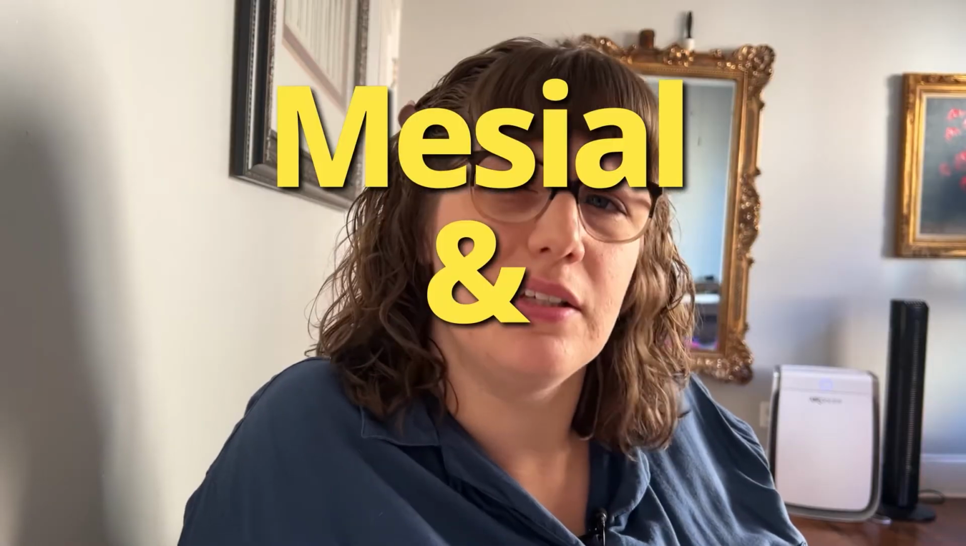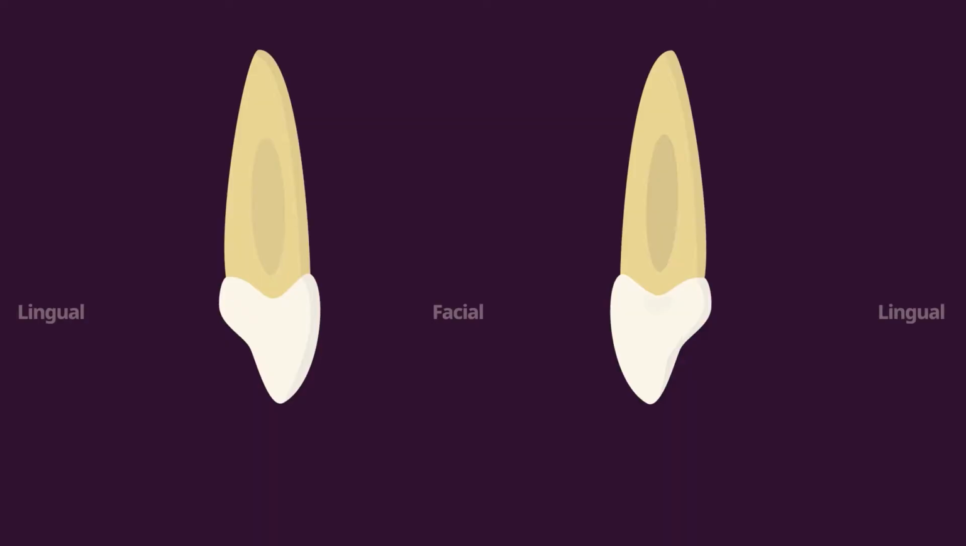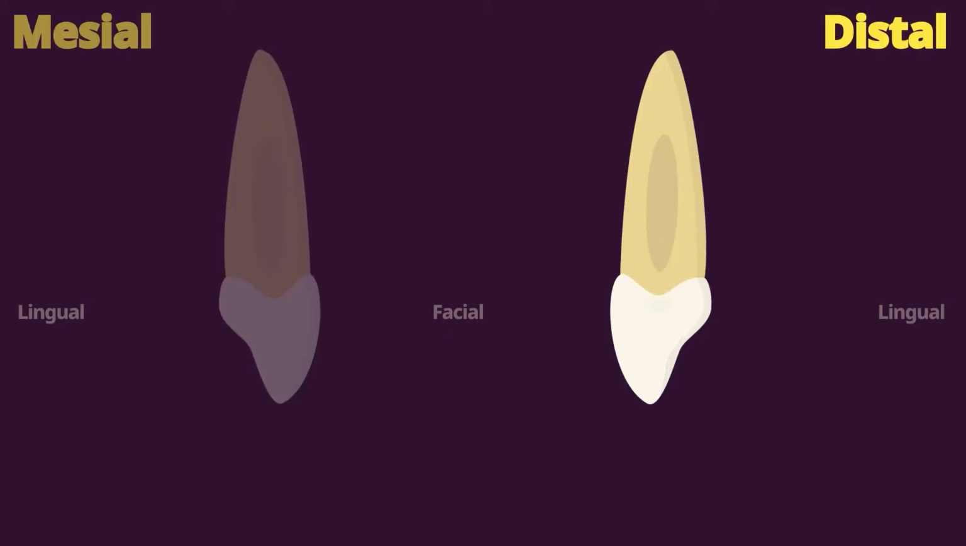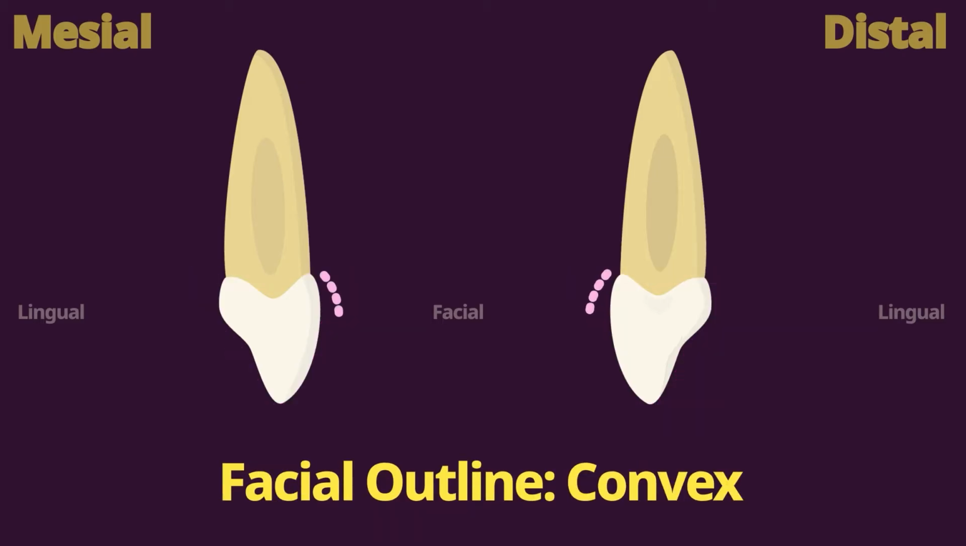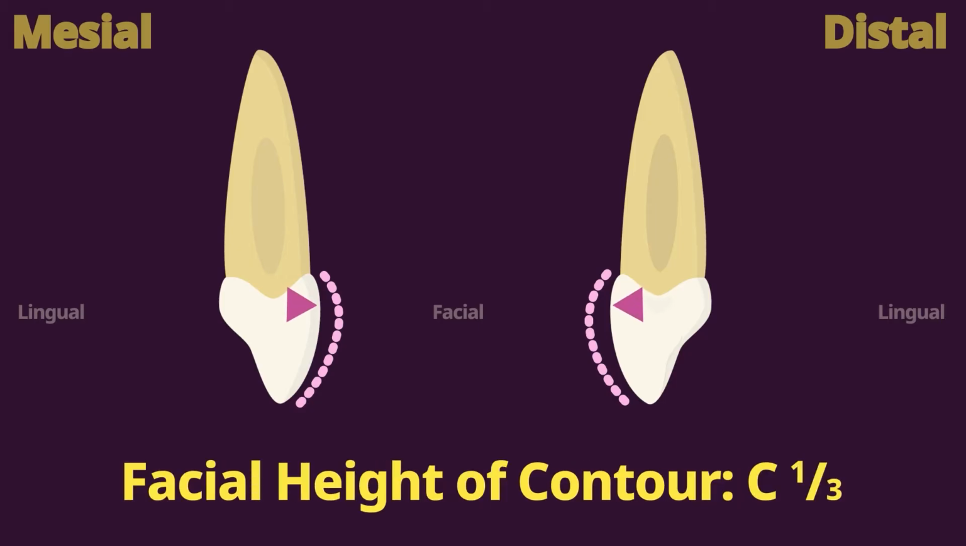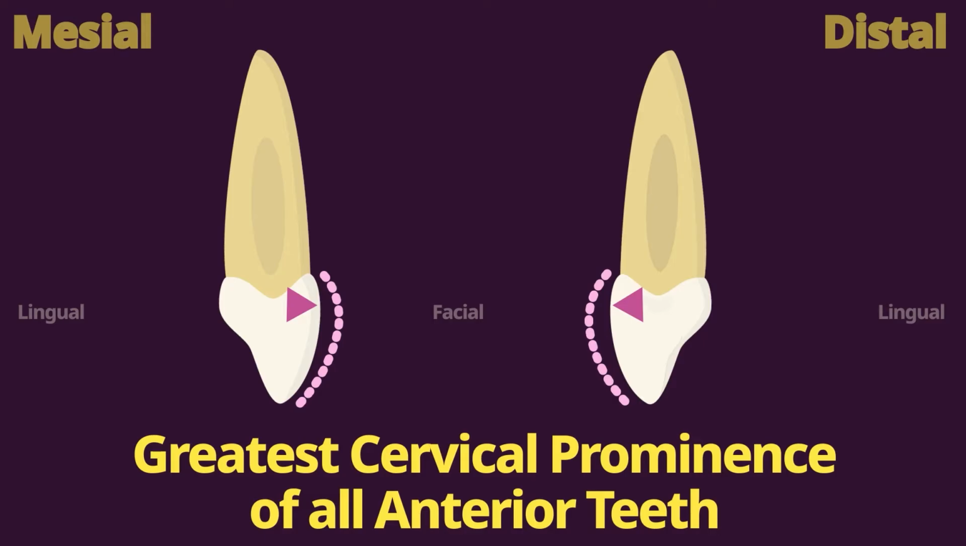Now let's look at the mesial and distal of this tooth. Here is the maxillary canine from the proximal view. This is the mesial, this is the distal. The shape of the crown from this view is triangular or wedge-shaped, with the base at the cervix and the point at the cusp tip. The facial outline is convex, but it tends to get straighter towards the cusp tip. The height of contour is in the cervical 1/3, and that cervical prominence is greater than any other anterior tooth.